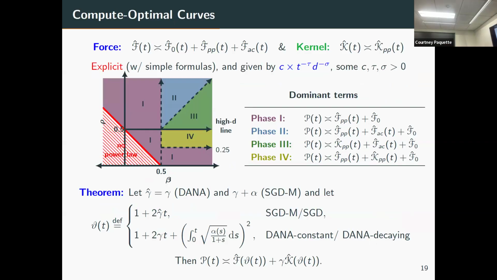Phase 2, you'll have FPP, FAC, F0. So in phase 3, 4, you have different components of these things dominate. Then to go between SGD and say momentum stuff, the time change is given by this formula here.